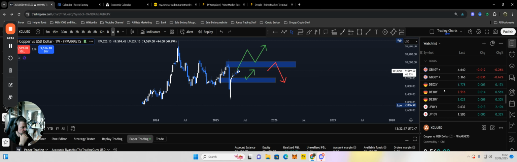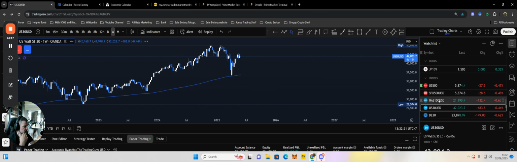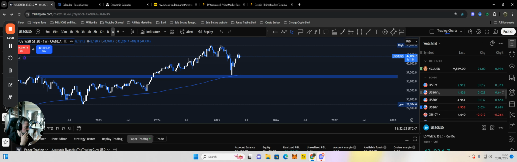Right, that's it. I'm not going to bother with indices and all that shit, right? Look, they've all hit miles away. Bonds, let's have a look at bonds, 10-year.